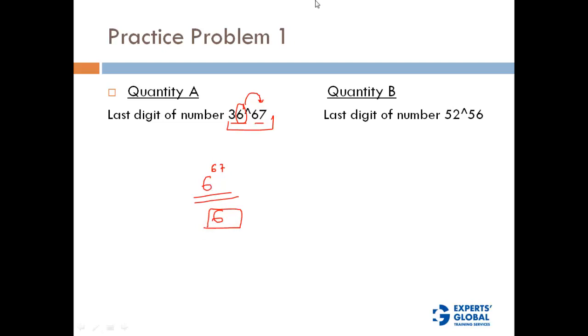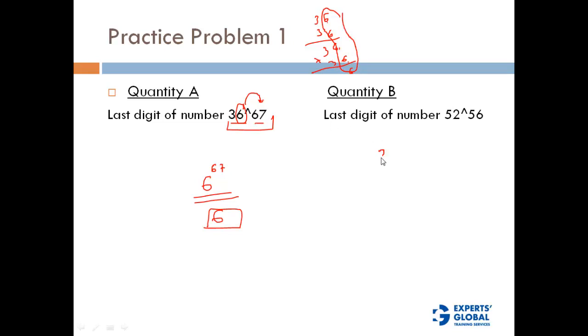You can verify it for yourself. 6 times 6 is 36, so again you get a 6. 36 times 6 again gives 6. Multiply that by 6, 36 again. You are always going to get 6. So 6 raised to anything is 6, right?